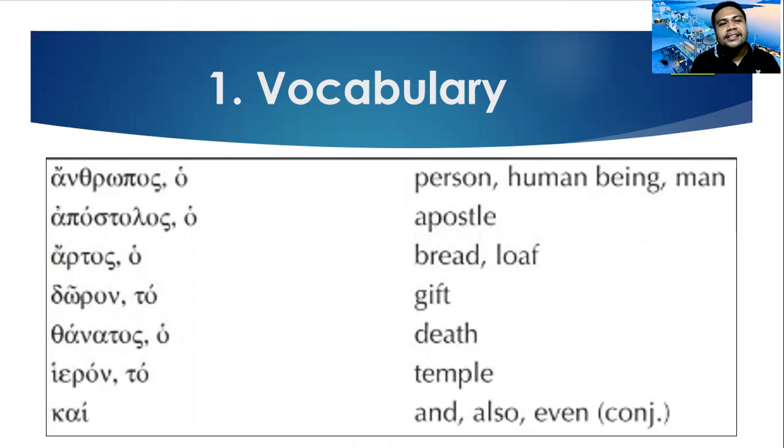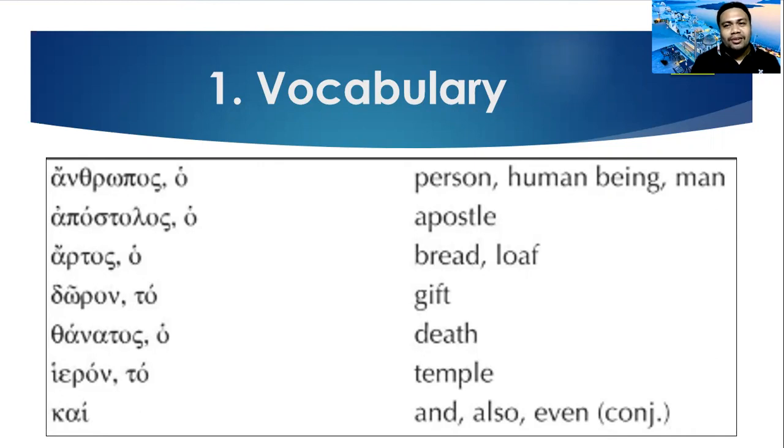So the first word there is anthropos, ho. As we have learned before, the ho there is the definite article. It means person, human being, or man. So anthropos is a man. Next word is apostolos, ho. So this is still a masculine definite article, means apostle. It's similar, no? Apostolos and apostle. Next word is artos. It is also masculine form. It means bread or loaf.